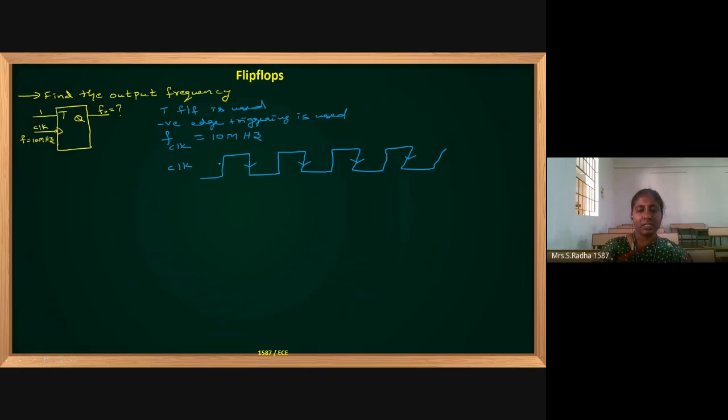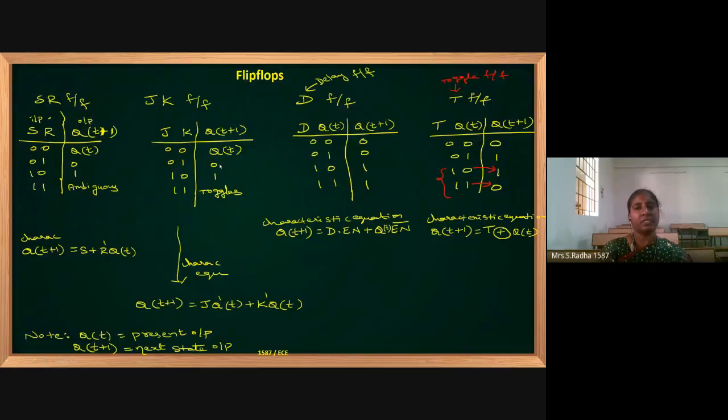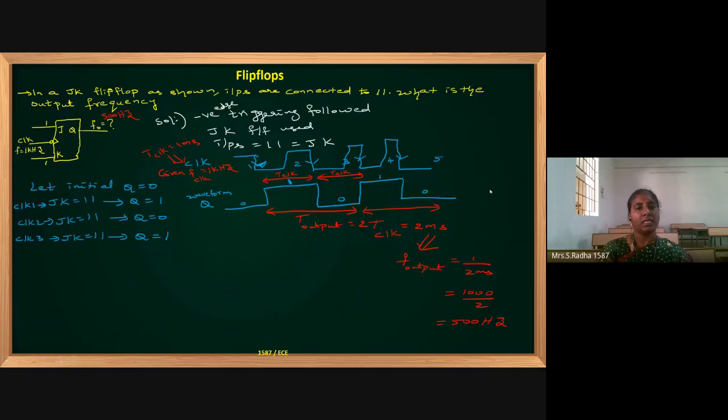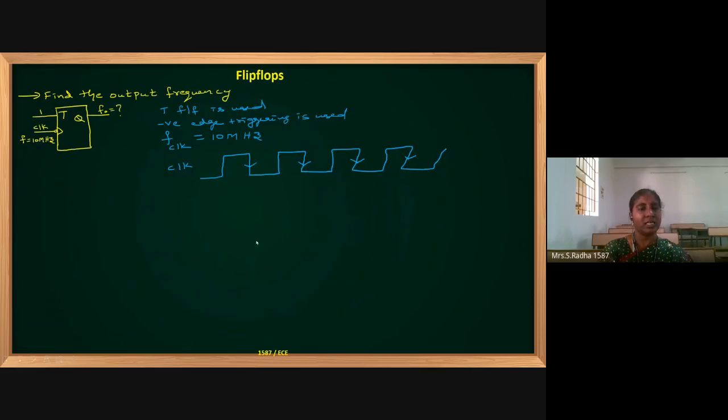And if you see the truth table of the T flip-flop, when T equals 1, the output is toggling. The previous state output changes to the opposite value in the next state. So in a T flip-flop, toggle happens when T equals 1.